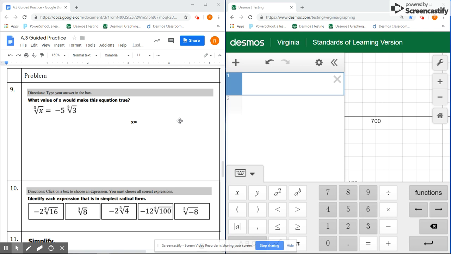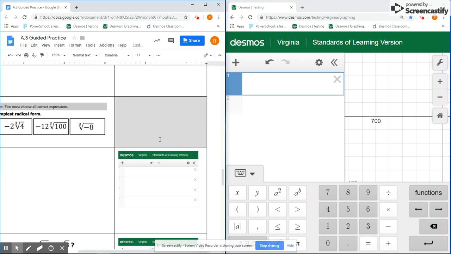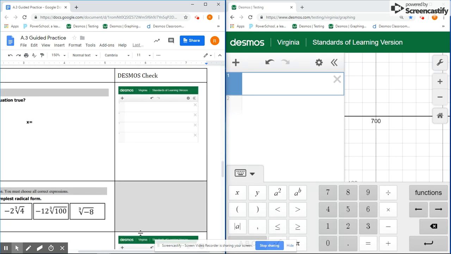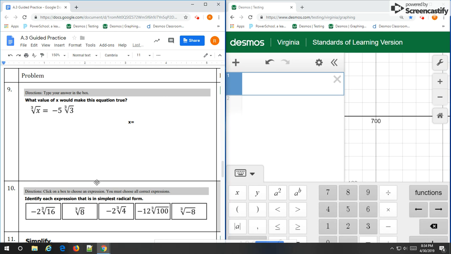All right, this is A.3 guided practice, page number 3. We're going to go through 9, 10, 11, 12. We're going to do 2 of these together, then you're going to try 2 on your own. Remember that on all these, you need to be filling in these Desmos checks, unless it's a gray box where there's no way to check it on Desmos, okay? That way we can get you full credit for this guided practice.